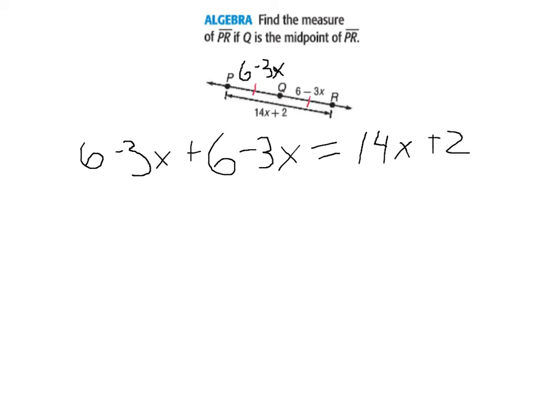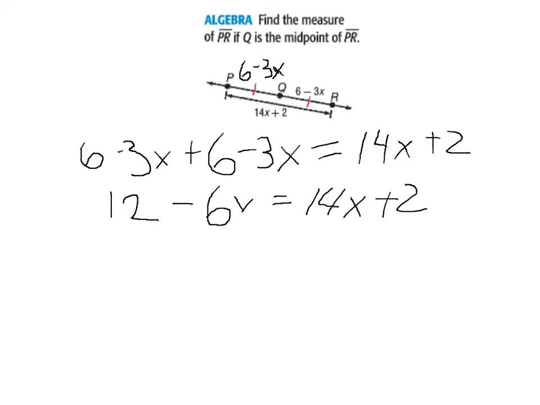So let's simplify everything we have here on the left. In other words, I'm going to combine my like terms. My 6 and 6 combine to make 12. Negative 3x and negative 3x combine to make negative 6x. So that's 12 minus 6x equals 14x plus 2. I'm as simple as I can get.